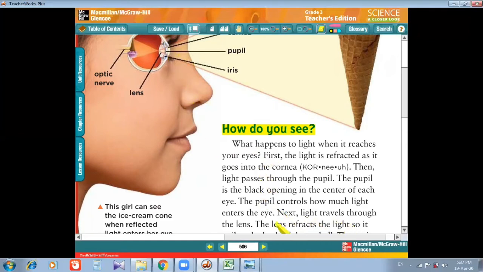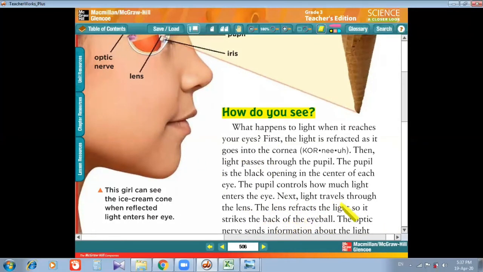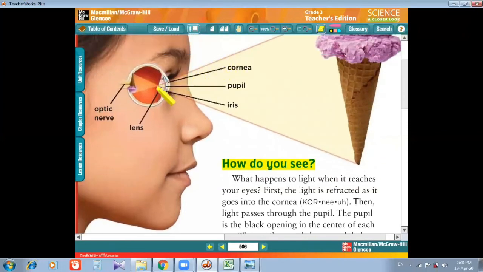Next, light travels through the lens. Then the lens comes. The light will pass through this lens. When the light passes through this lens, the lens refracts the light, so it strikes the back of the eyeball. It is again refracted in the lens, and it strikes at the back of the eyeball here. And here we get the image, and this image is transferred through the optic nerves to the brain.